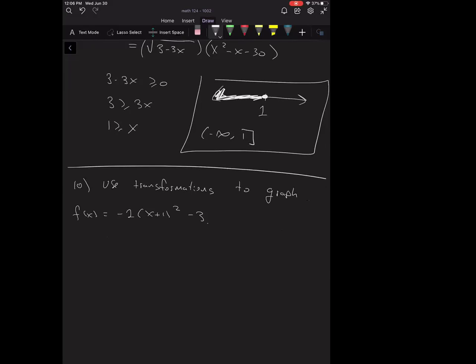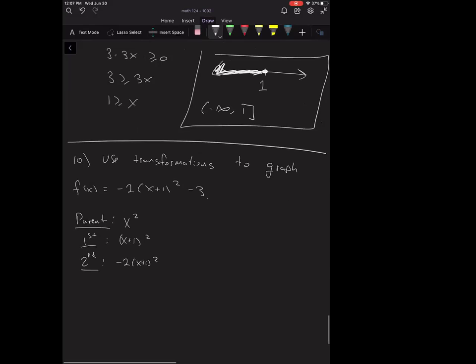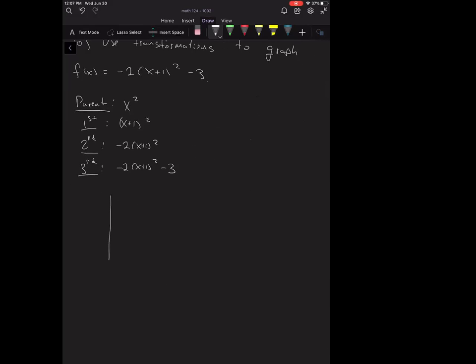So we need to find our parent function. Our parent function is going to be x squared. And then the first transformation is going to be x plus 1 squared. The second is going to be -2 times (x plus 1) squared. And then the third, -2 times (x plus 1) squared minus 3. So we start with our parent function. That is just a parabola, looks like this. And then 3 points on this graph. Well, the point 0, 0 is on the graph, the point 1, 1, and also the point -1, 1.